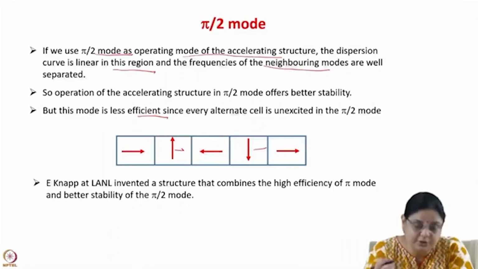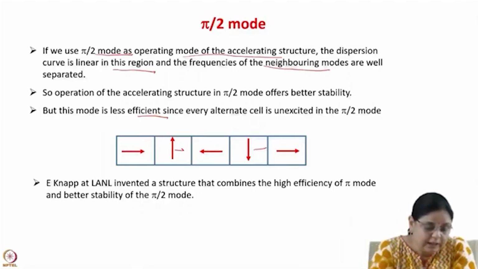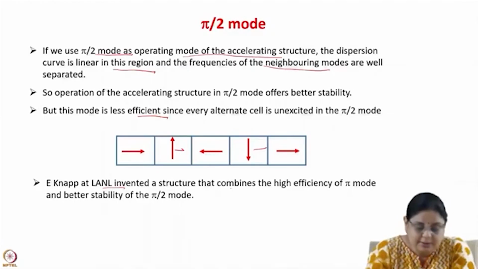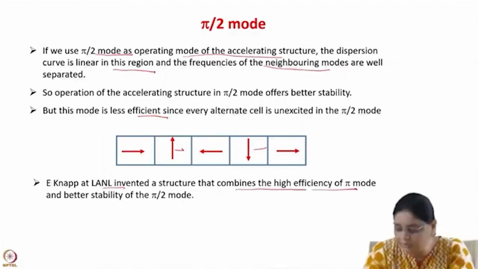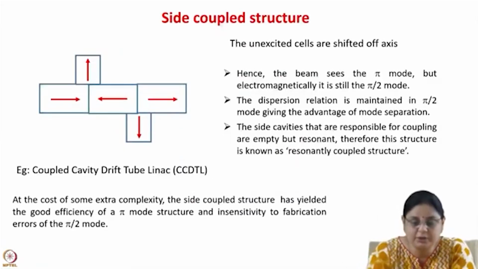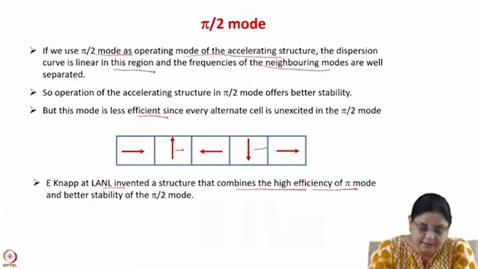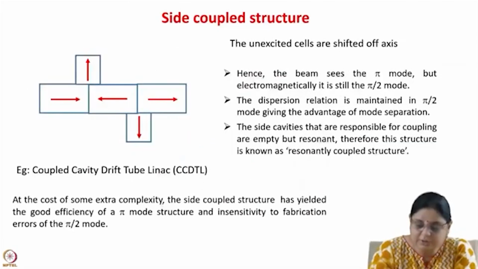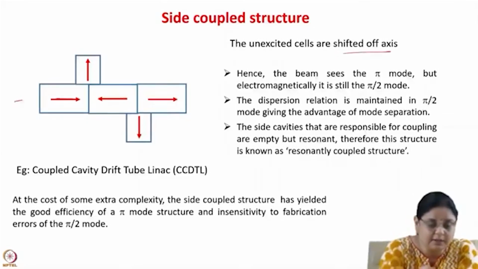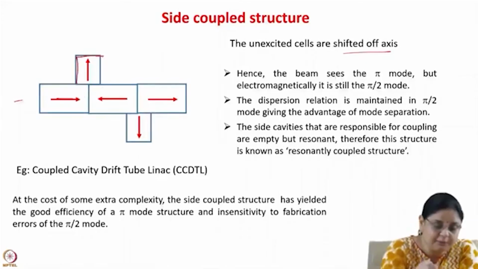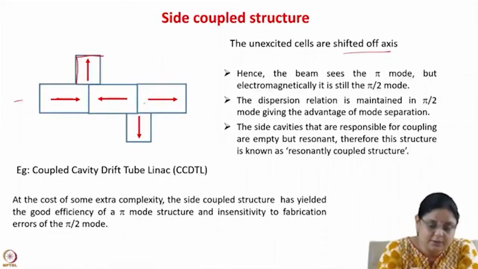So E. Knapp at LANL invented a structure that combines the high efficiency of the pi mode and better stability of the pi by 2 mode. So what did they do? These unexcited cells, this one and this one, they are shifted away from the axis. So they are shifted off axis. So this is the beam axis. So you've taken the cell in between these two cells and shifted it up here. Again, you've taken the cell in between these two cells and shifted it down here.